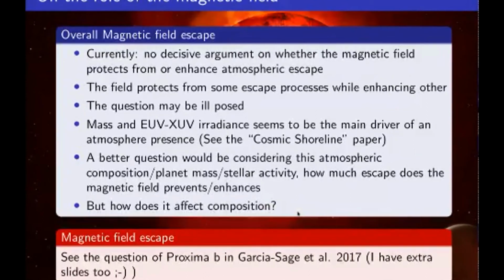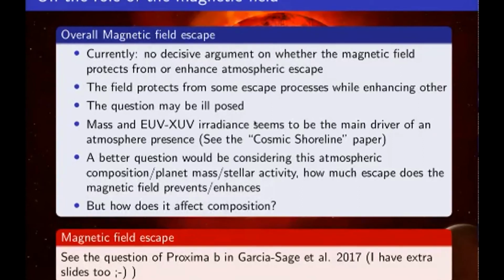So we cannot really have a decisive argument whether or not the magnetic field protects the Earth from atmospheric escape, or if it enhances it. Because we see that a field protects some escape, enhances some other, and actually, I'm going to say that the question maybe is ill-posed.